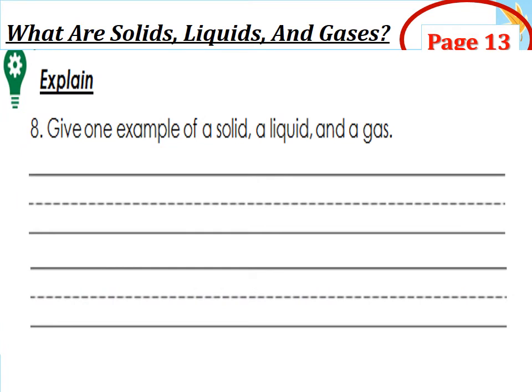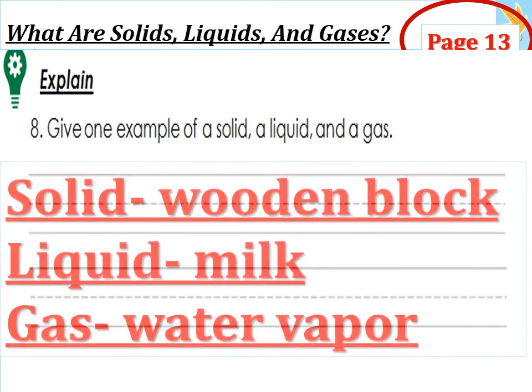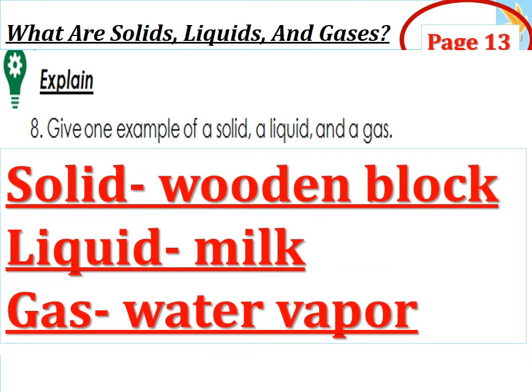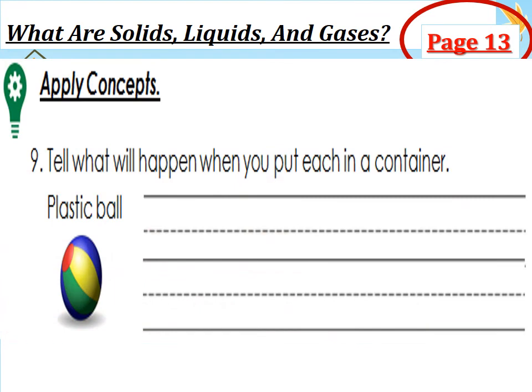Alright, now we are still on page 13. We will have number 8. You have to explain. Give one example of a solid, a liquid, and a gas. Think of your answers, then write them here on the space provided for you. Take your time. Alright, it could be for solid, we have wooden block. For liquid, we could have milk. And for gas, it could be water vapor. Great work!